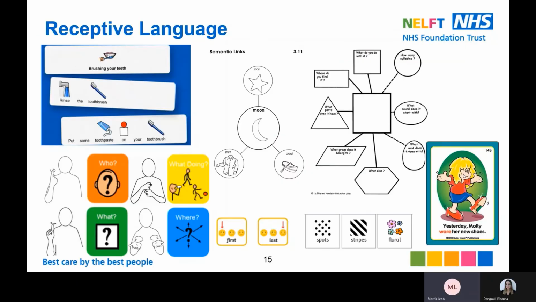Some examples of different visuals or strategies to use. So we can see a word map, which can be used to explore semantic links and raise phonological awareness, and some other visuals.